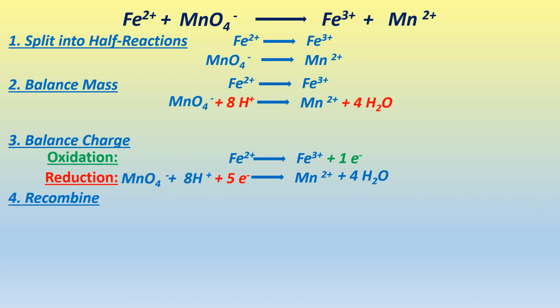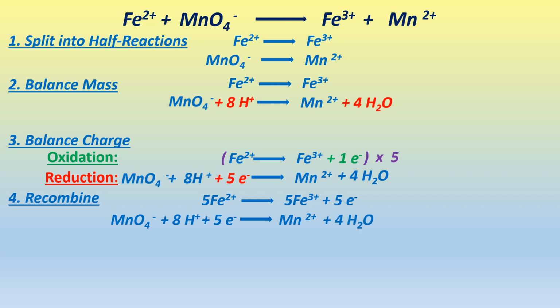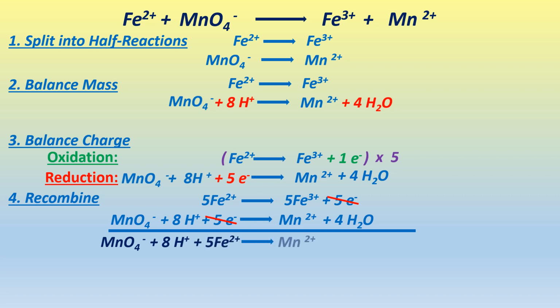To recombine this, once again, the lowest common multiple of 1 and 5 is going to be 5. So I'll need 5 iron 2 going to 5 iron 3 with 5 electrons to balance a permanganate with 8 H pluses and gaining 5 electrons. The 5 electrons cancel, left and right, and I am left with a balanced equation of MnO4 minus plus 8 H plus plus 5 iron 2 going to Mn2 plus, 5 iron 3 and 4 water.